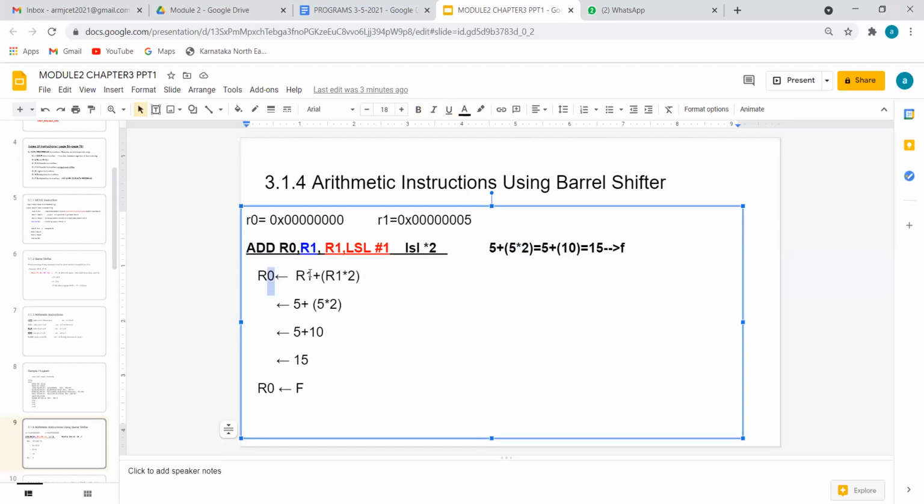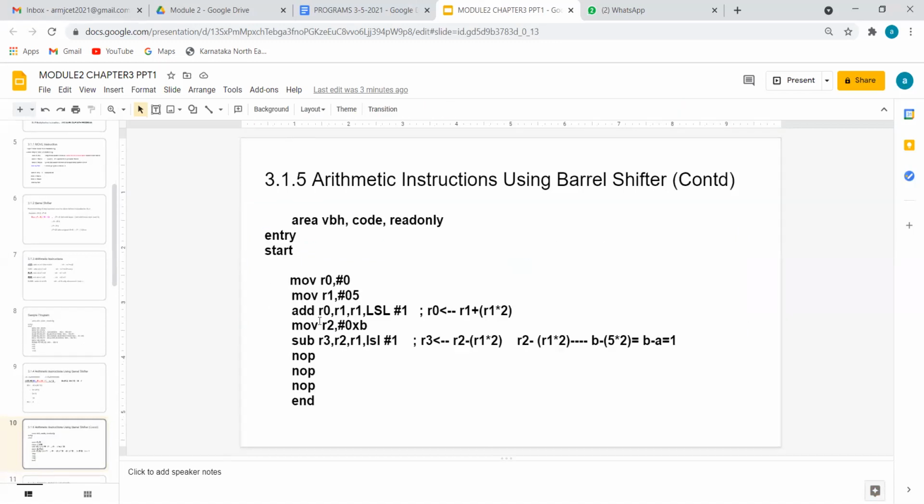Hence, R0 equals R1 into 2, plus R1. So substitute the value of R1. Here we got 5. 5 into 2 plus 5. So 10 plus 5, 15, which is F. Converted and finally stored in the destination register. That's what the barrel shifter program does.